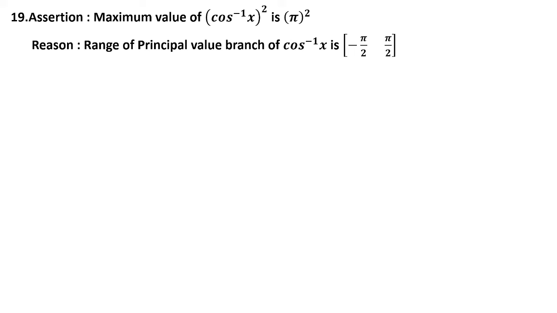Now here very quickly we are seeing that the range of the principal value of cos inverse x is not minus pi by 2 to pi by 2. It is 0 to pi. Therefore, the reason is false. Therefore, the assertion should be true. But anyway, we will check it now.